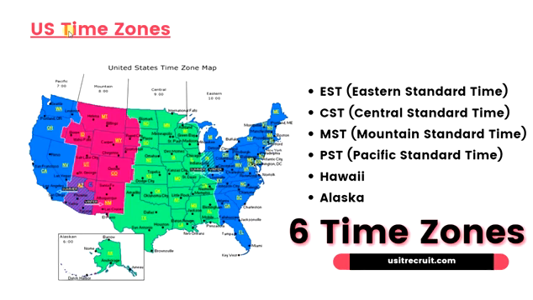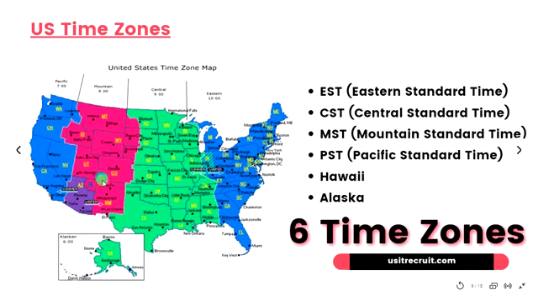As you see in the map, the area covered in blue is under Eastern Standard Time. The main states under this time zone are New York, New Jersey, and Connecticut. When you go left of Eastern Standard Time, it is Central, where the main states are Texas, Missouri, and Louisiana. And when you move left of Central, you will have Mountain Standard Time.